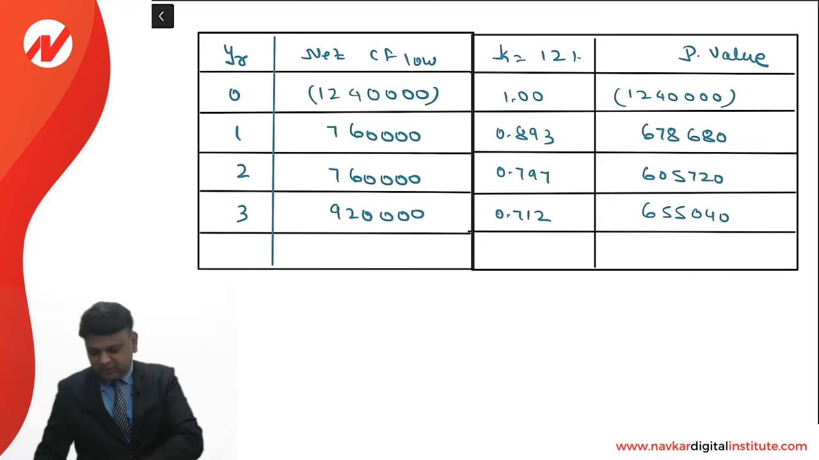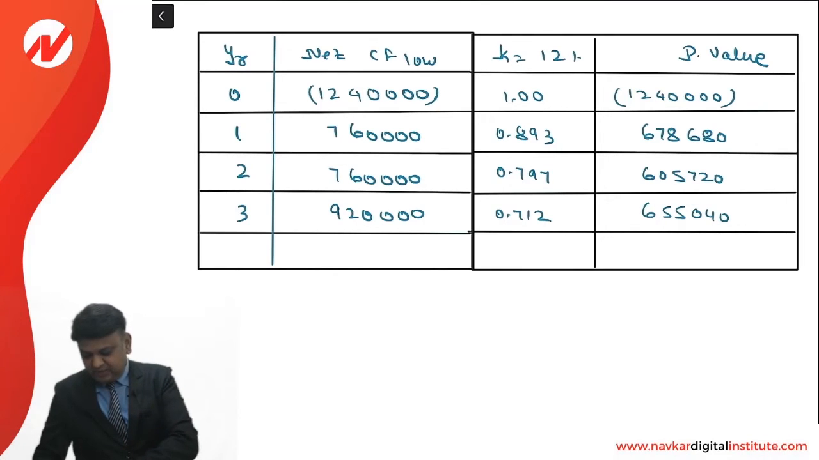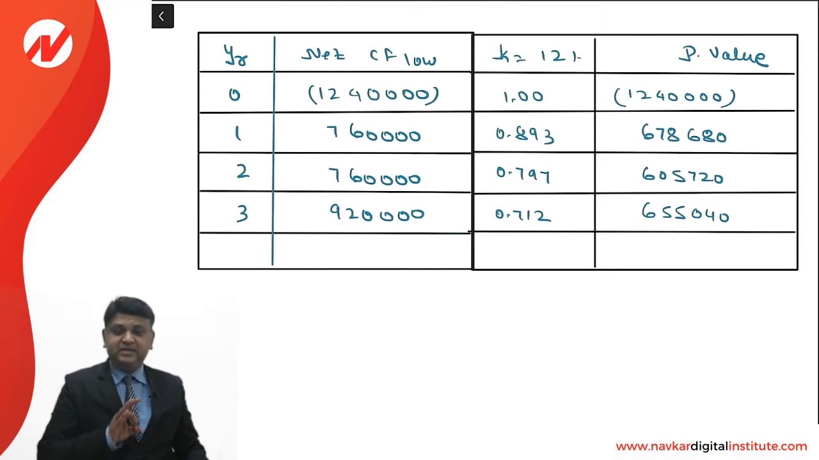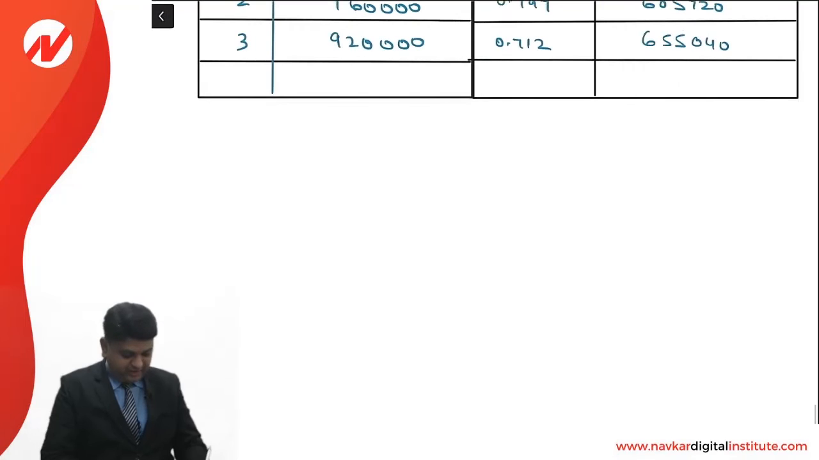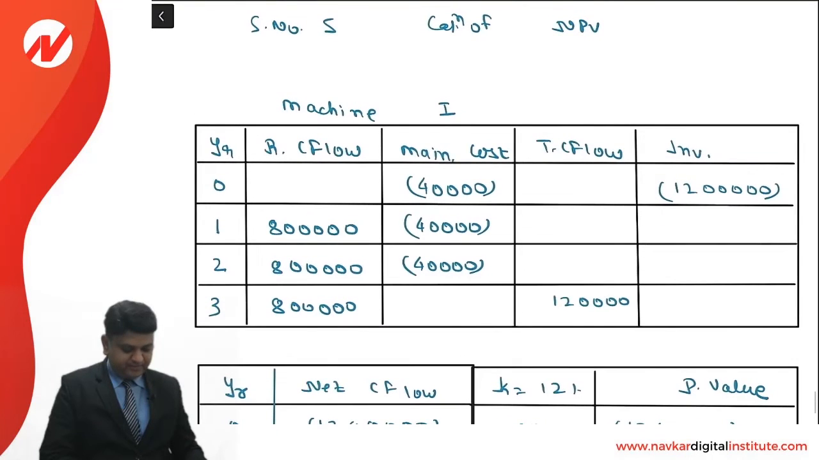So the total of 3 is 6,78,680 plus 6,05,720 plus 6,55,040. It is 19,39,440 minus 12,40,000. So NPV is 6,99,440. This is the way the NPV is calculated for machinery 1. Similarly, we will do the calculation of NPV for machinery 2, and then subsequently we will compute equalized annual NPV.